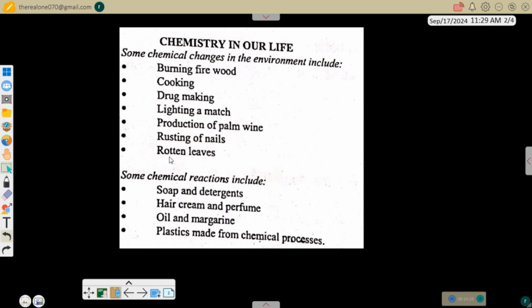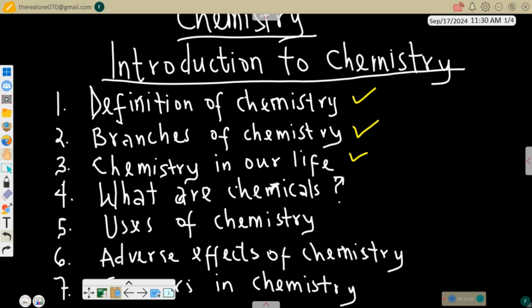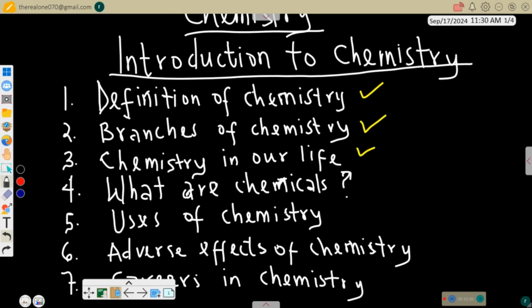Those are chemical processes. Look at some chemical reactions that happen in our everyday life too. Soap and detergent, it's a chemical process. Hair cream and perfume, oil and margarine, plastic are made from chemical processes. All of these are chemical processes that we apply in our daily life, and we might not even be aware of it. So a layman doesn't know anything about all this. They don't know that they're applying chemistry in their everyday life. Also, previously, I have treated chemicals. I have defined what chemicals are, so I don't need to go there again.